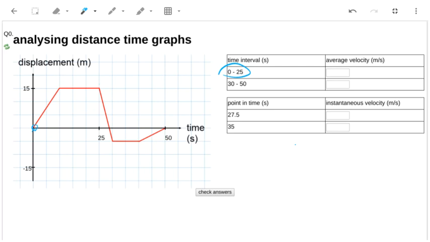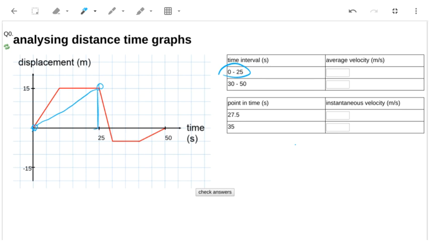Hi, I'm going to analyze this distance time graph here. I'm going to find some average velocities and some instantaneous velocities. Starting with this time interval from 0 to 25, I start here at 0, I finish at 25 there on the curve.